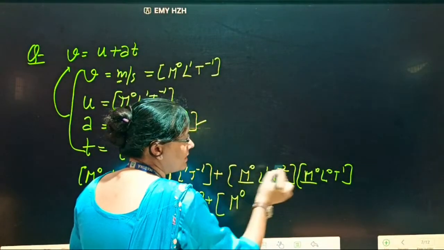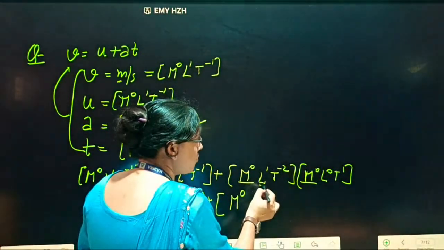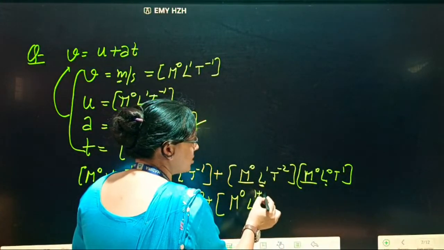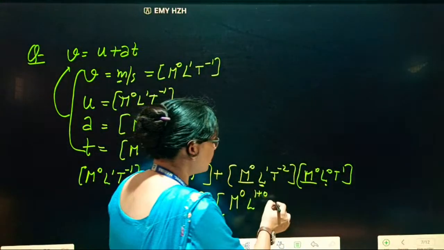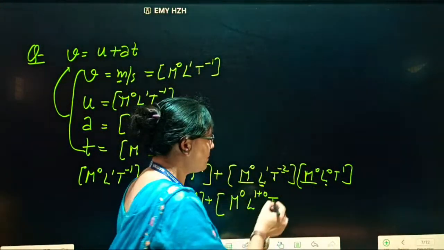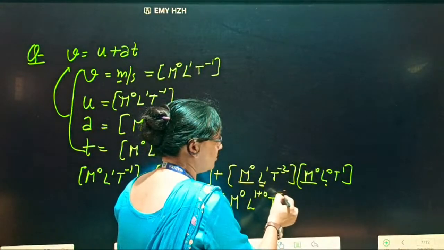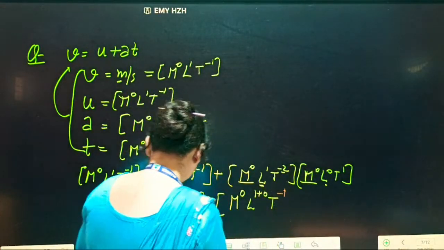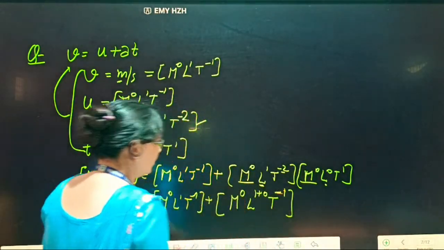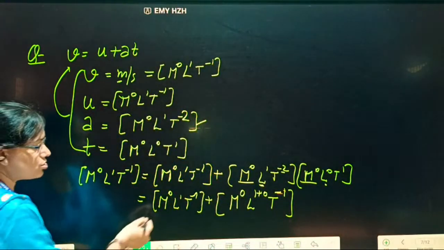There, 0 plus 0, 0 will be there. For the length, the power will be added, 1 plus 0, 0 only. So for the time, the power is minus 2 and here is 1. So here the power will become minus 1 only. Okay, here it will be T to the minus 1 only. Clear? Now solve this one.